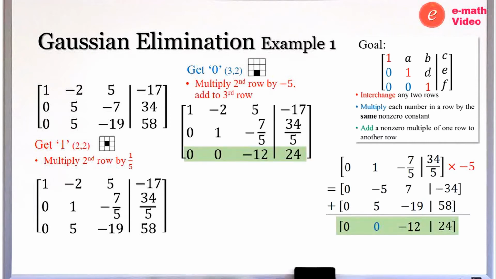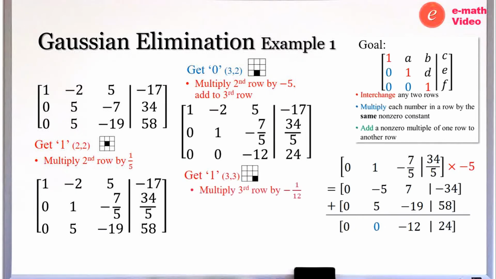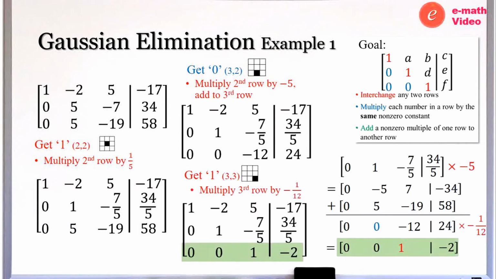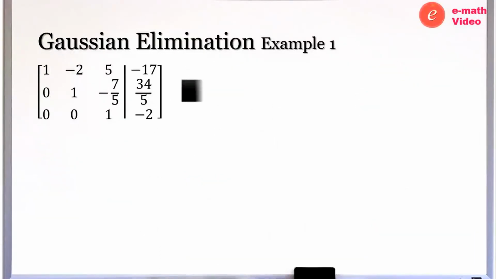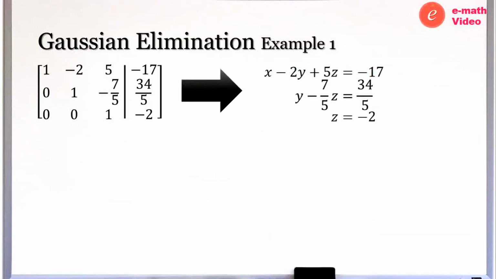Last but not least, the 1 at right bottom. This one is very easy. Just divide the whole row by negative 12 and we got the 1. Goal achieved. Convert back to equation form. You can see we got z equals to negative 2.